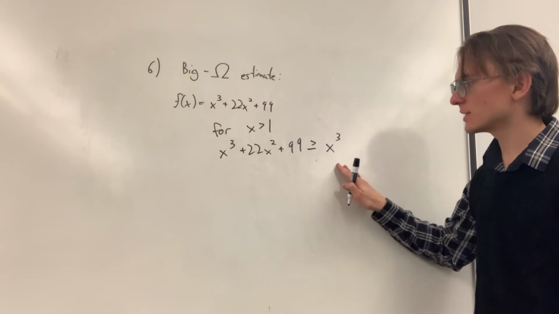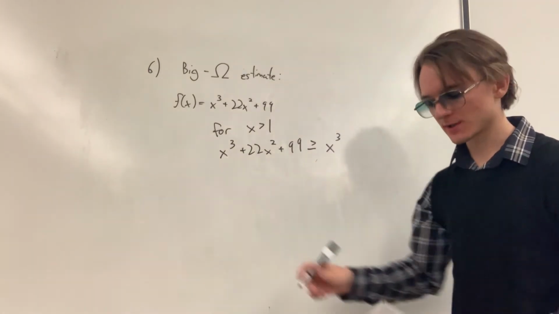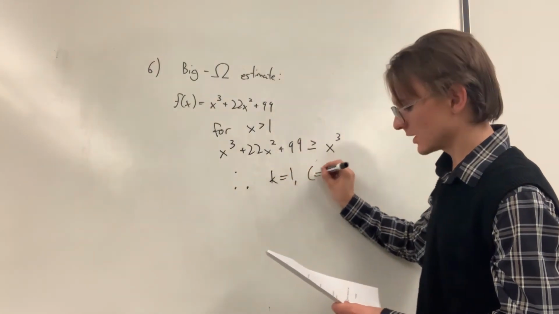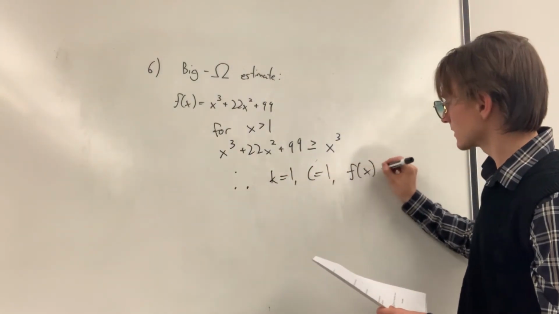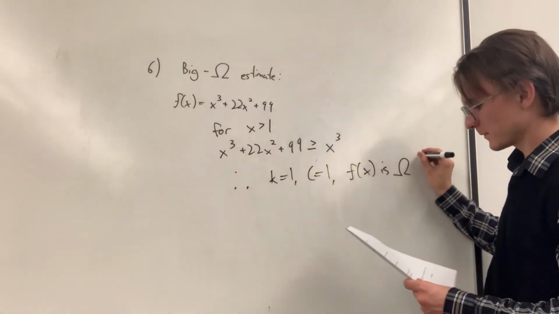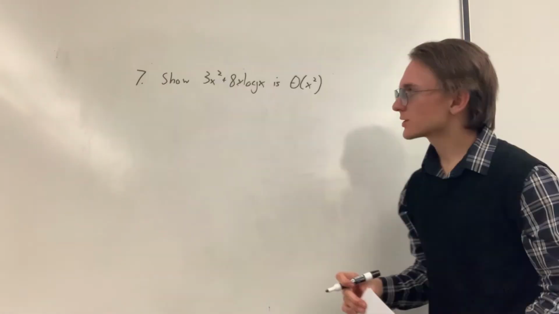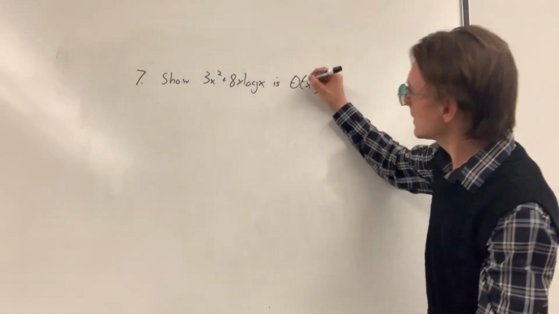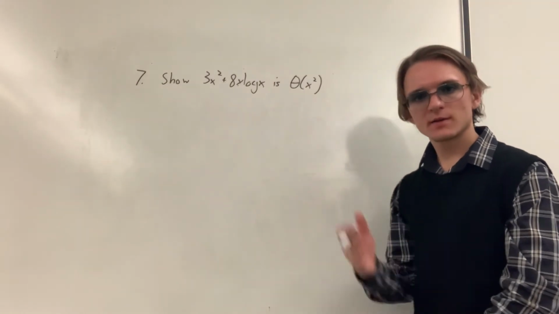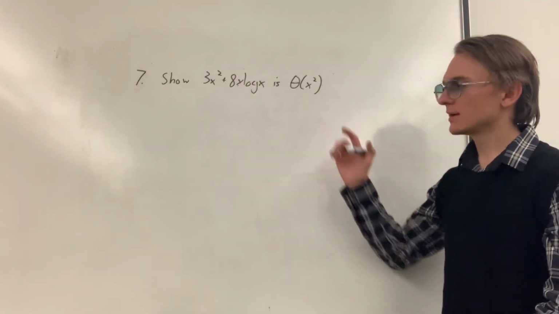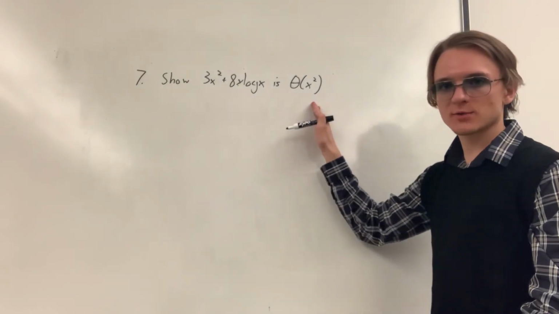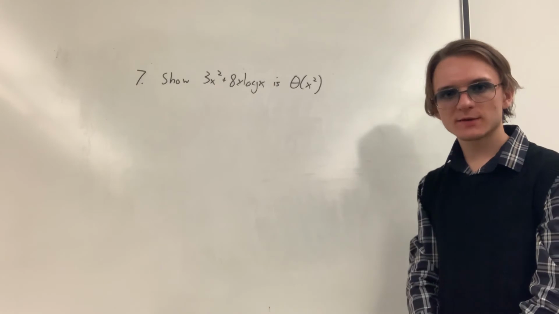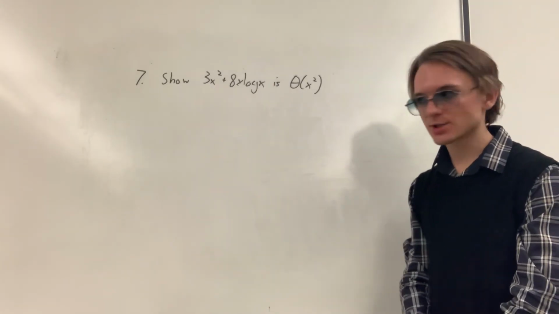Because x to the power of 3 is the most quickly growing component within this function. Then, well, we're done. Therefore, k equals 1, c equals 1, and f of x is omega x to the power 3. So now show 3x squared plus 8x log of x is big theta x squared. Now big theta is a tight bound, so it's also big O of x squared, and this expression is also big omega of x squared. So we're gonna have to do two problems actually.